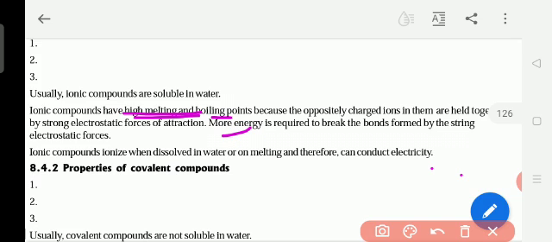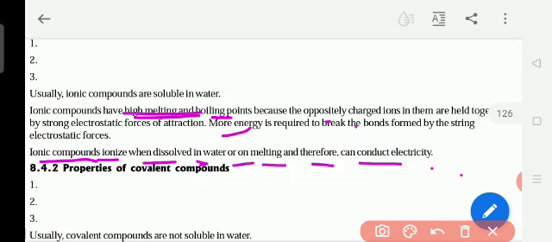Since they are more attracted, they need more energy to separate. For example, two friends are there, very thick, strong friends. To separate them we need so many days and more energy, because they are very strong friends. Like that only. So ionic compounds ionize when dissolved in water or on melting, therefore they can conduct electricity.